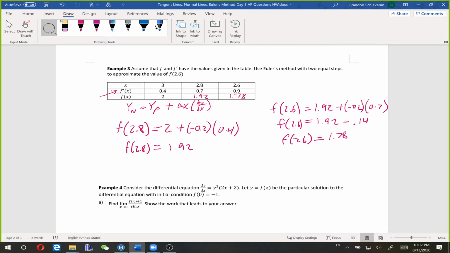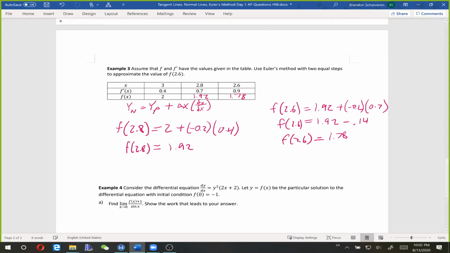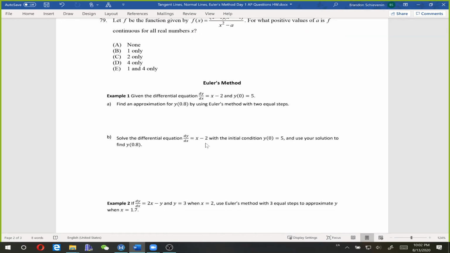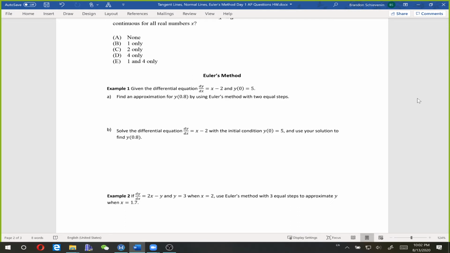The one that I had a problem with was example 1b, because I don't know how it's phrased differently. Solve the differential equation with the initial condition and use your solution to find y of 0.8. In this case, they'll want us to integrate. Part A is using Euler's method to estimate an integral. In part B, we're actually solving the equation. If my derivative is x minus 2, then my original problem would be the integral of x minus 2.